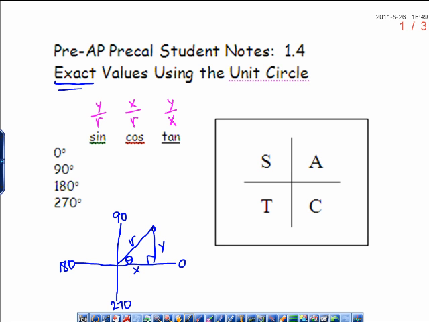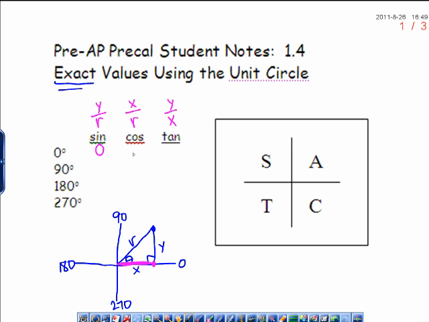For 0, let's imagine this point all the way down here. We don't really have a triangle anymore, but let's imagine that we did and it completely collapsed by moving this point down. Then our y value would be 0, and our x and r would be the same thing. Let's say that this is a true unit circle, so r would be 1. And so y over r, since y is 0 for 0 degrees, is 0. So what this chart means is sine of 0 degrees is 0.